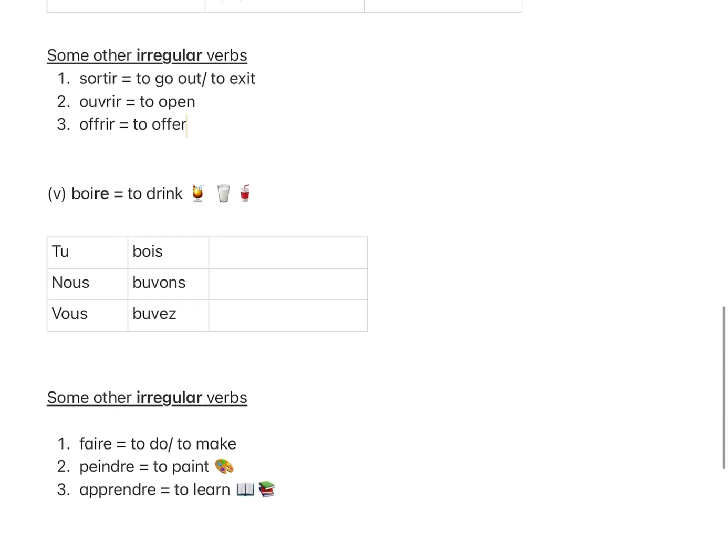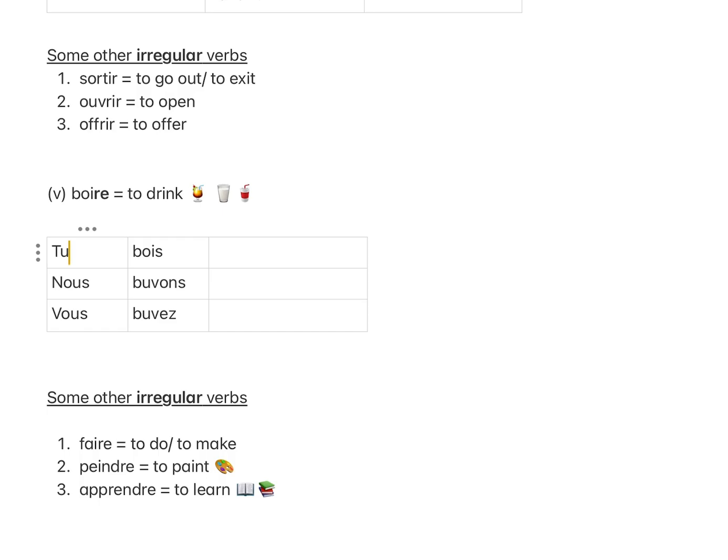And the third example is boire. Boire means to drink. Again, we see that the verb boire ends with re, but it is not conjugated like a regular re verb, so it is an irregular verb. Again, to make the imperative form of the verb boire, we revise the steps that we saw.